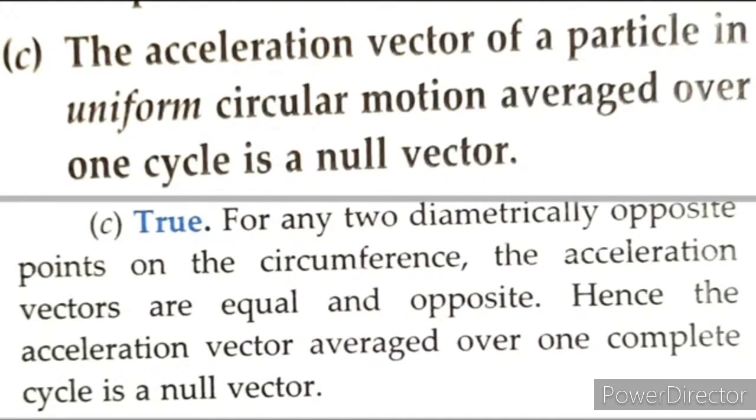For one pair of such points, the acceleration is equal in magnitude, and for such two points, the direction of the centripetal acceleration comes in opposite direction. So when we add vectorially, the two accelerations get cancelled. If we add all such accelerations along the circle, we will get the vector sum to be 0. So of course the average will be 0. If the sum is 0, the average will be 0. That is why the statement, acceleration vector averaged over one complete cycle, is a null vector.